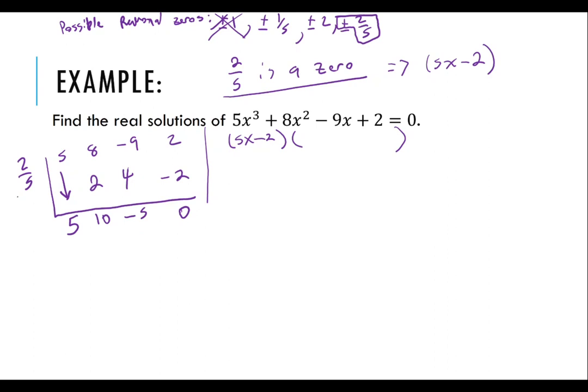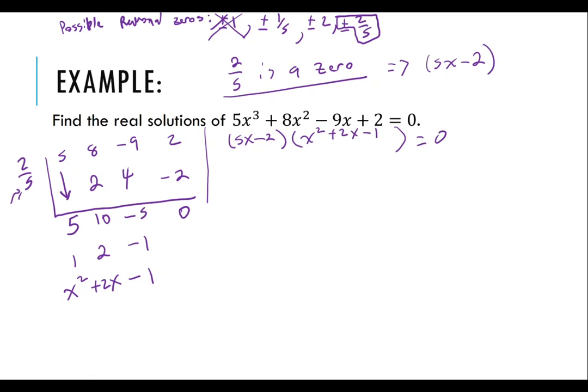What you're going to have to do is take this denominator and divide each one of these things by 5. So 5 divided by the denominator 5 is 1. 10 divided by the denominator 5 is 2. -5 divided by the denominator 5 is -1. Then I know that this actually gives us the quotient x squared plus 2x minus 1. And so this is then 5x minus 2 times x squared plus 2x minus 1.